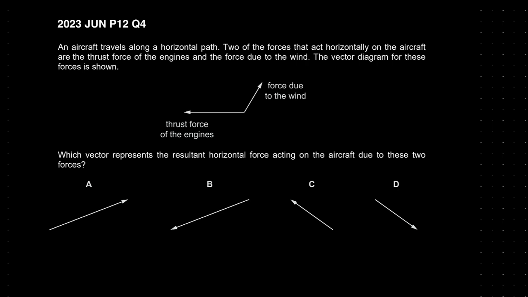Question number 4. An aircraft travels along a horizontal path. Two of the forces act horizontally on the aircraft, which are the thrust force of the engines and the force due to the wind. Vector diagram for these forces is shown. Which vector represents the resultant horizontal force acting on the aircraft due to these two forces? Don't make the mistake of joining these, because these are both basically the tails of the forces. What you can do is superpose any one of these. So if I take this one back, you can see that now this is the head of the first one, tail of the last one. So I can just join these, and you can see that it's supposed to go like this.